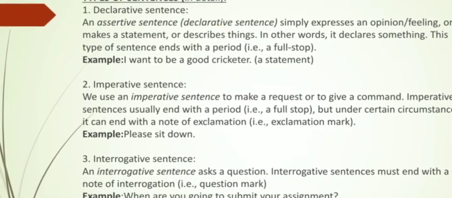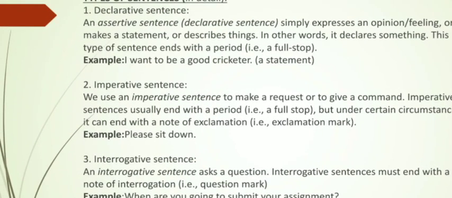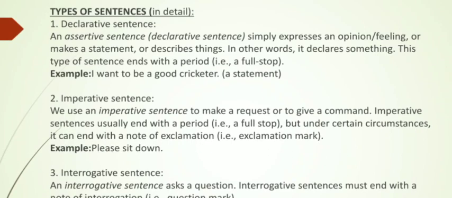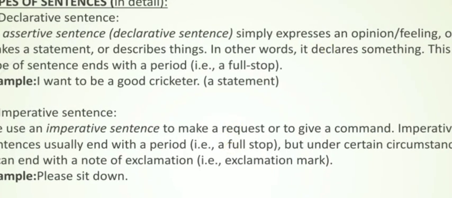The first one is declarative sentence. It is also called assertive sentence, or it is also called statement. An assertive sentence is one which simply states something, expresses an opinion or feeling. That is, it makes a statement, or it just describes something, as its name suggests. What is the name? Declarative. Declarative means it's declaring something. And to mark the end of a declarative sentence, what do we use? We use a full stop.